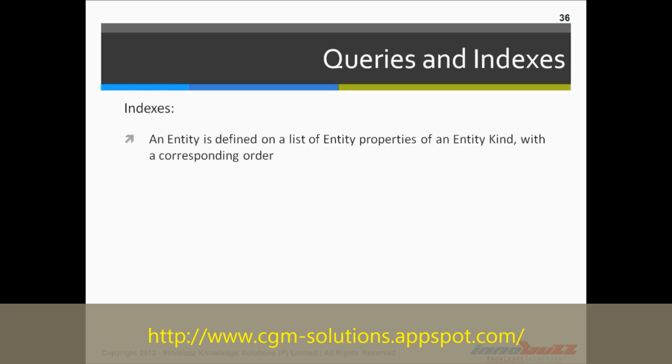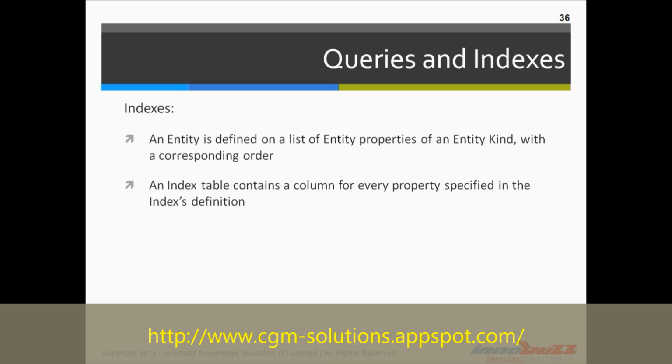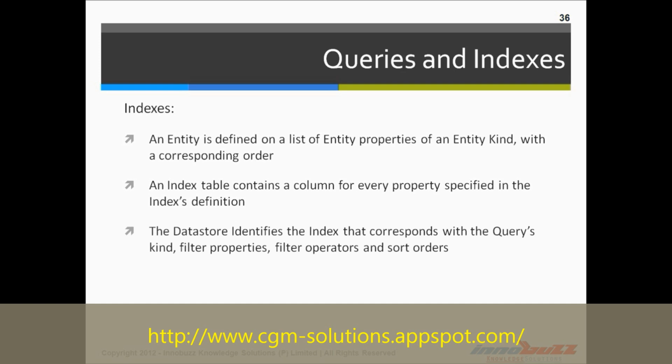Indexes. An entity index is defined on a list of entity properties of an entity kind with a corresponding order, ascending order or descending order. An entity index table contains a column for every property specified in the index definition. The datastore identifies the index that corresponds with the query's kind, filter properties, filter operators, and sort orders.